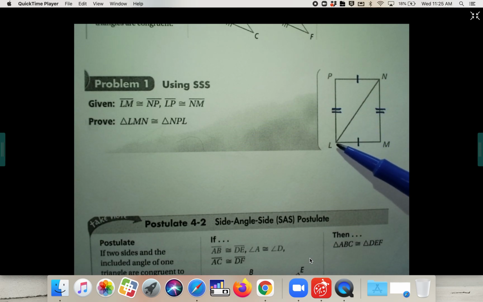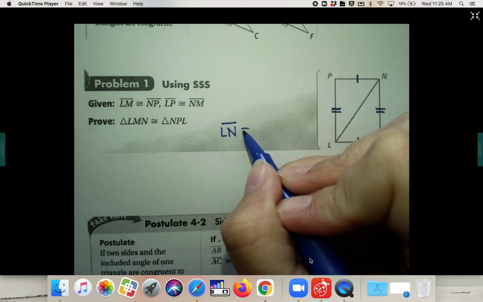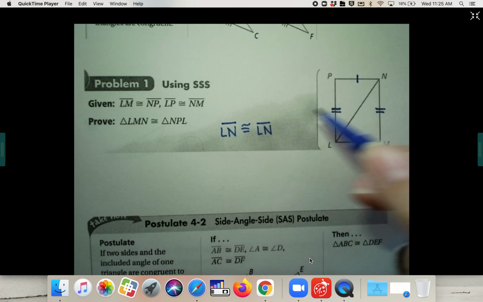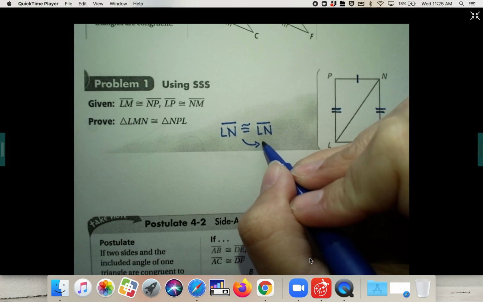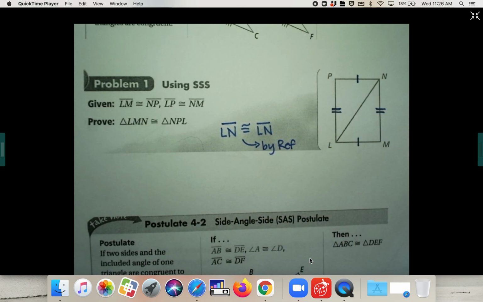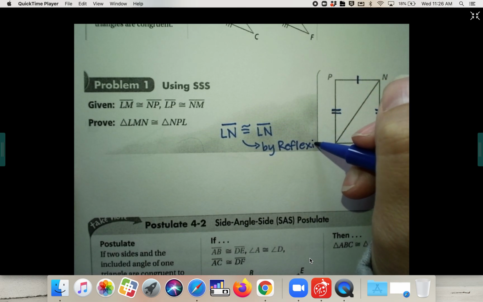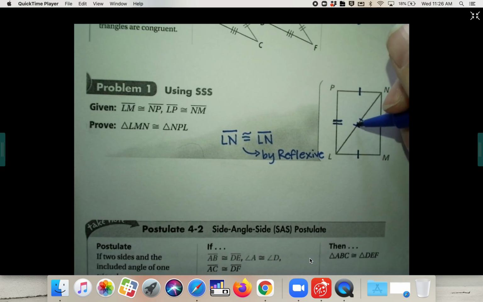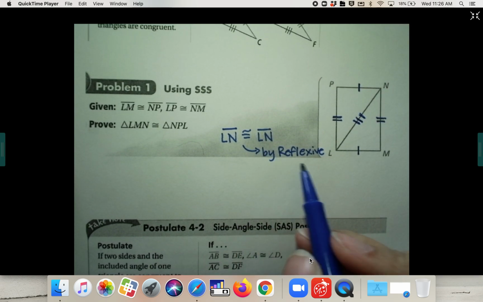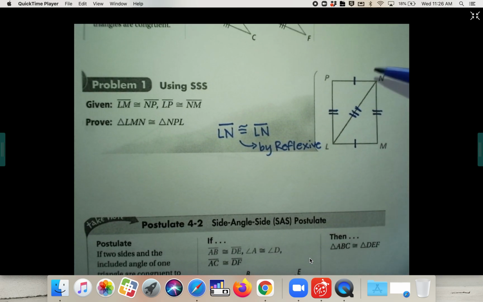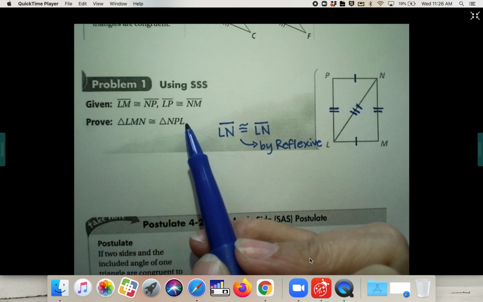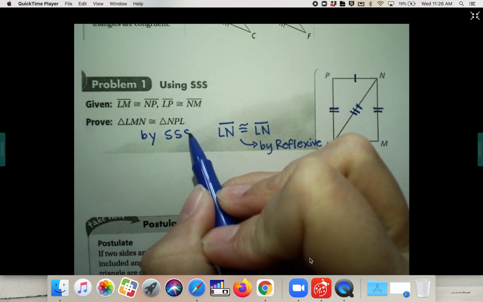So what you guys know from previous lessons is that side LN would be congruent in this triangle and congruent to itself in the other triangle. So we can say that side LN is congruent to itself, side LN again, and this is by reflexive. We don't really need to set up an entire 2-column proof here, but we can mark these up and say that this side is congruent to itself, and anything congruent to itself is by the reflexive reasoning. And now we have this one and this one congruent to this one and this one. So therefore, we have now proven that the entire triangles are congruent by reason of side, side, side.